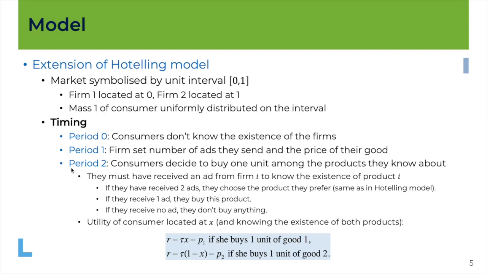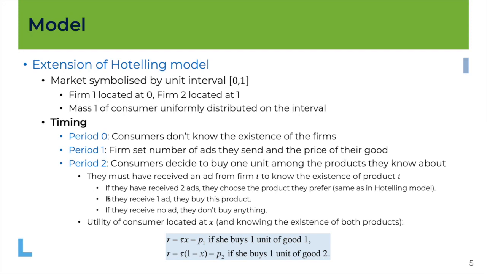Now in period 2, consumers decide to buy. They have a unit demand, so they buy 1 unit of the product or 0, but of course they can only buy products they know the existence of. Okay, so they must have received an advertisement from firm i to know the existence of product i. So there are 3 possibilities, as we will see. If they've received an ad from each firm, then they know both products and they can choose between these 2 products. They will choose the product they prefer, and this is exactly what we saw in the Hotelling model.